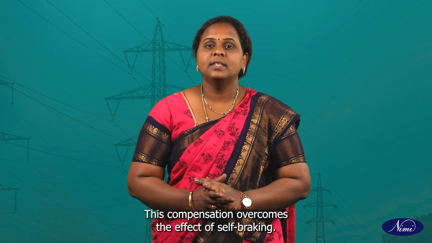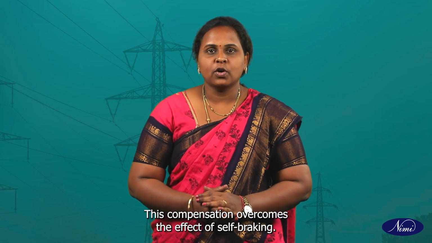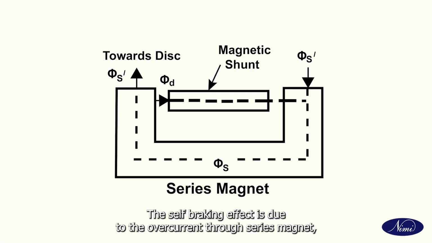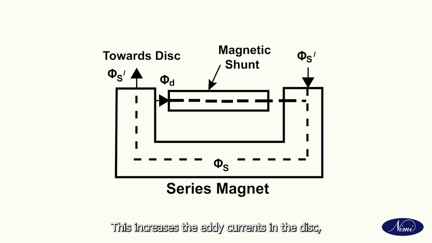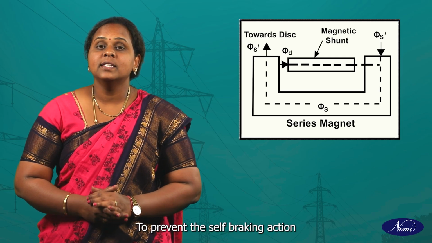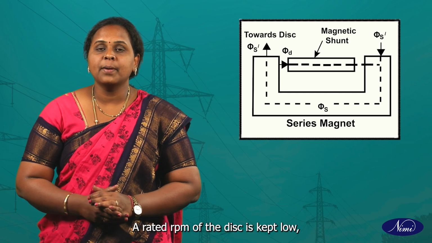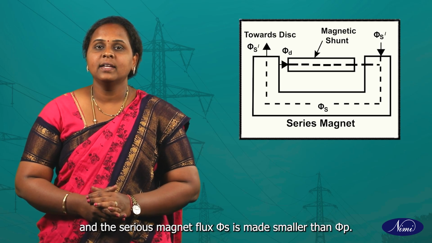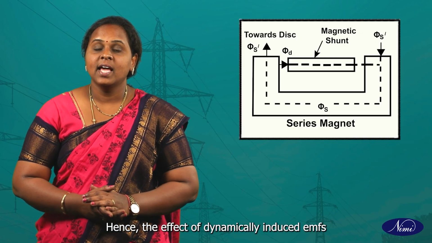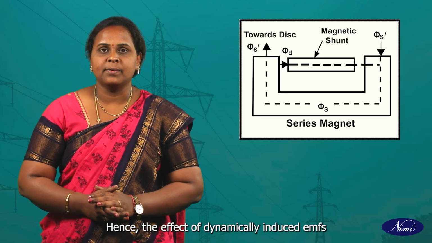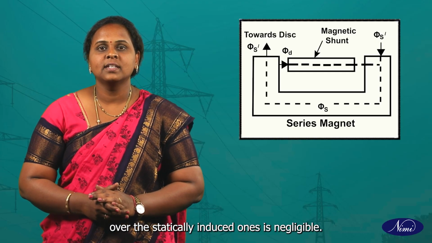Overload compensation. This compensation overcomes the effect of self-braking. The self-braking effect is due to the overcurrents through the series magnet, which results in a greater amount of dynamically induced EMF in the disc. This increases the eddy currents in the disc, which produces self-braking torque. To prevent this self-braking action, the rated RPM of the disc is kept low and the series magnet flux phi s is made smaller than phi p. Hence, the effect of dynamically induced EMFs over the statically induced ones is negligible.